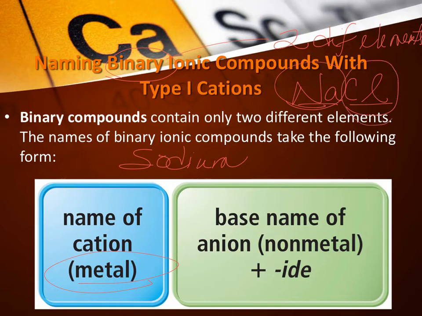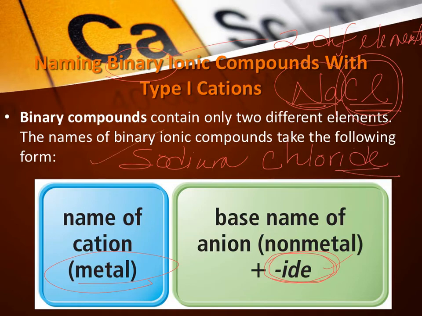The second nonmetal in the ionic compound starts out being named the same, so this is chlorine, but instead of the ending that it has as an element, you change the suffix or the ending to IDE. So instead of chlorine, it would be chloride, IDE. So the name of NaCl is sodium chloride.